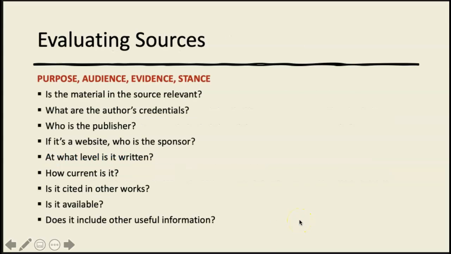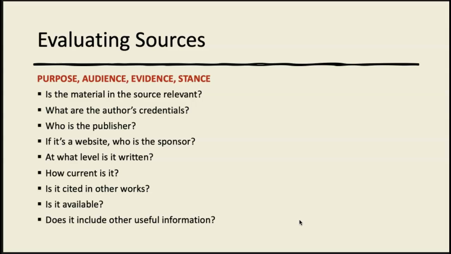So when you're trying to evaluate a source, there are certain things that you need to consider. You need to be thinking about what is the purpose of this source? What is the audience, the evidence, the stance of the person writing this? Is the material in the source relevant? Does the author have credentials? If so, what are they? Are they actually in that field or in a different field? Who's the publisher? If it's a website, who's sponsoring this website?